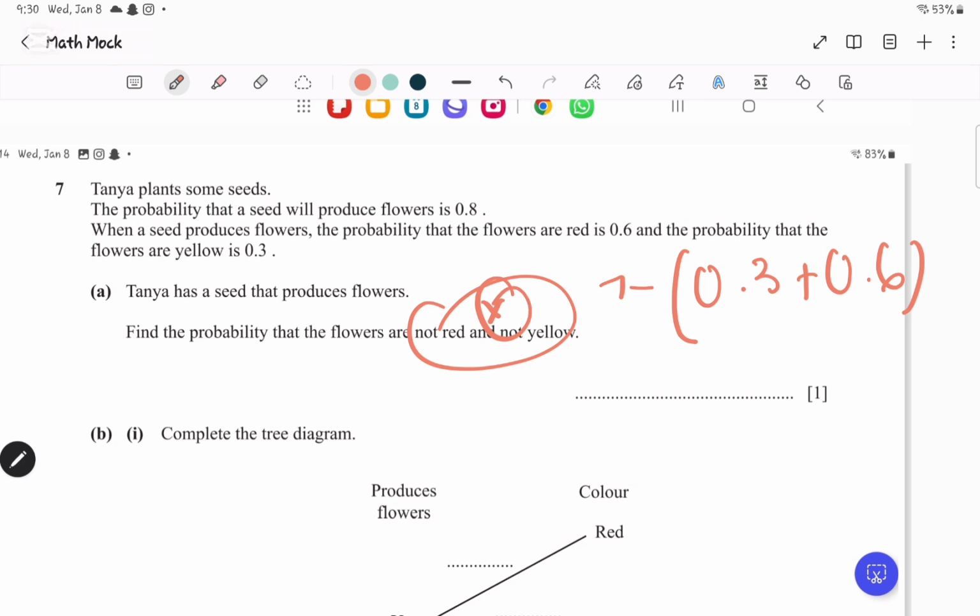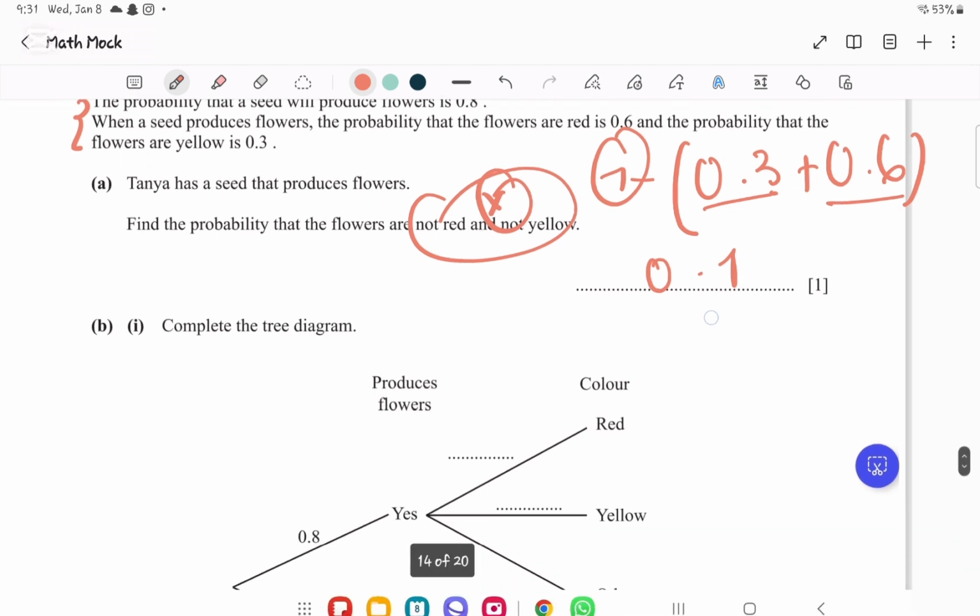Instead, they mean that when the flower is formed, the total probability it has a color is 1. We need to find the probability that it is not red and not yellow. So 0.3 probability yellow, 0.6 probability red. To find the remaining, it's 1 minus 0.3 plus 0.6, which is then 0.1.